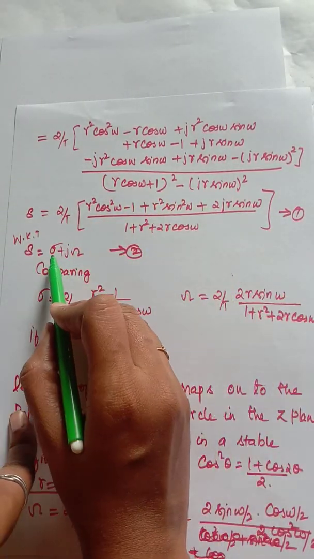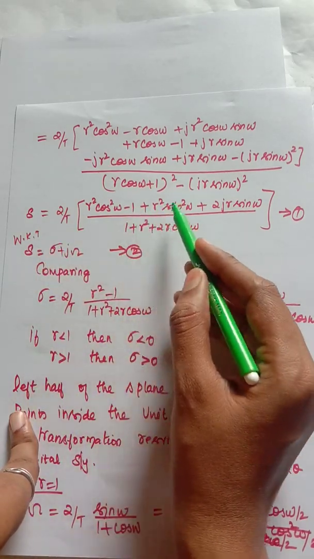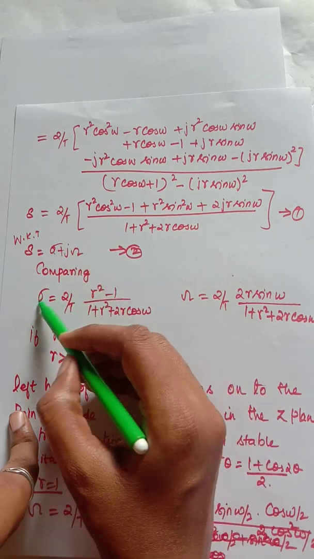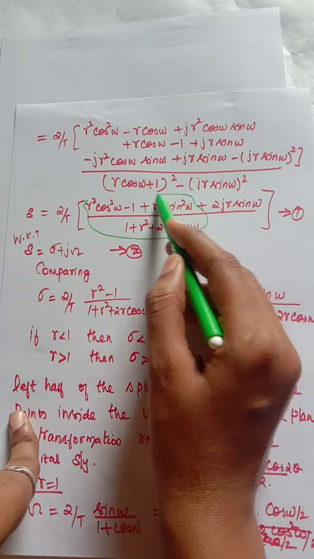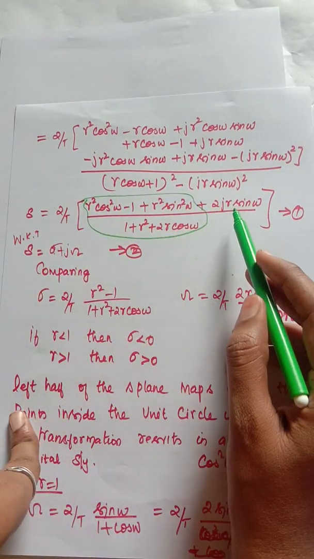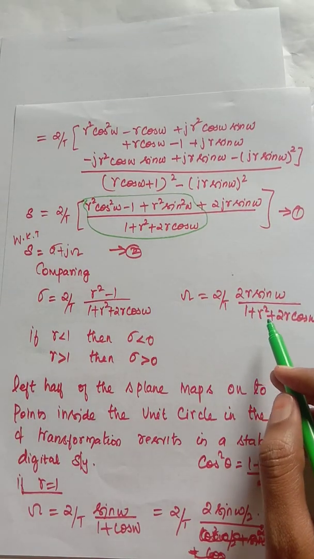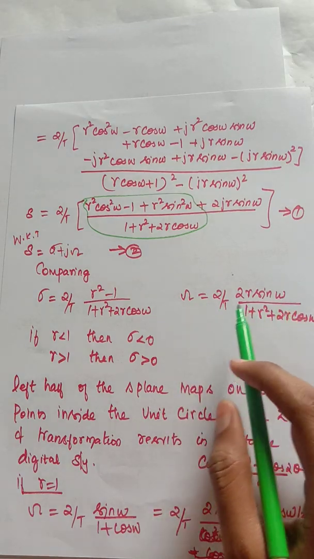We know that s is equal to sigma plus j ohm. Now equating with this, the real part goes to sigma and the imaginary part to ohm. So sigma is all the real terms, this part will come. And for the imaginary term, ohm is equal to 2 by T times 2r sin omega divided by 1 plus r square plus 2r cos omega. So you will get this term.